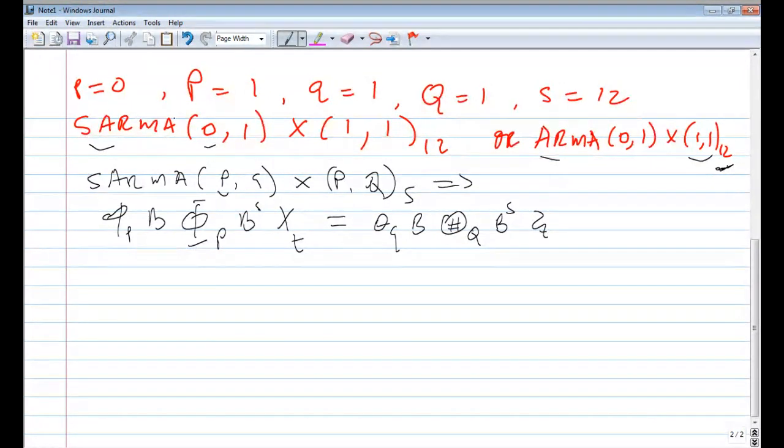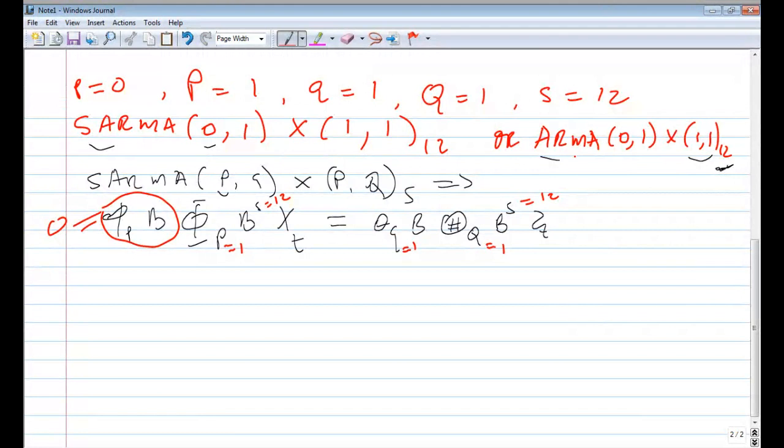So for p equal to 0, it simply means that we don't have this part. It's not there. But coming to this one, our capital P is equal to 1. And here s equal to 12. And here small q equal to 1, and then capital Q equal to 1, and then s equal to 12. You see that? So how do you write it properly?